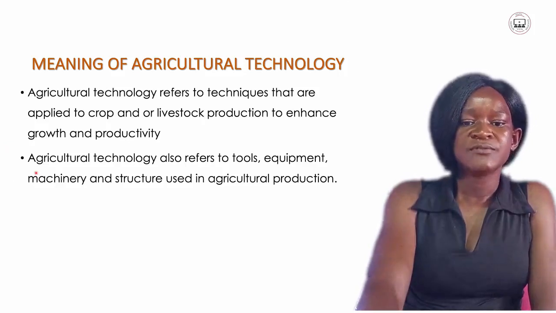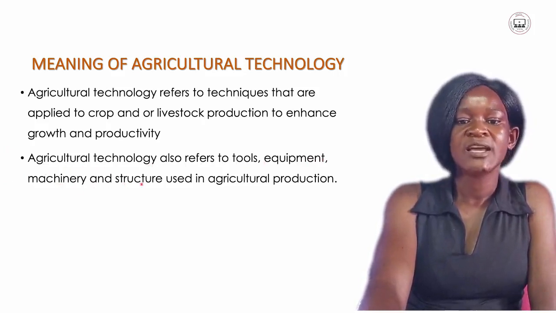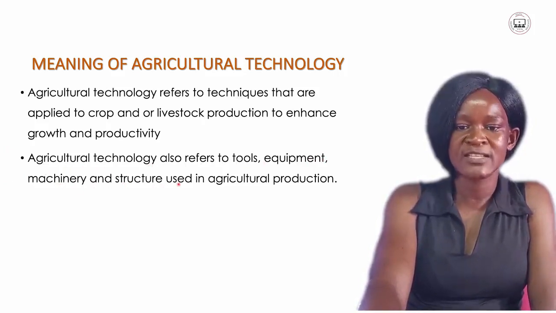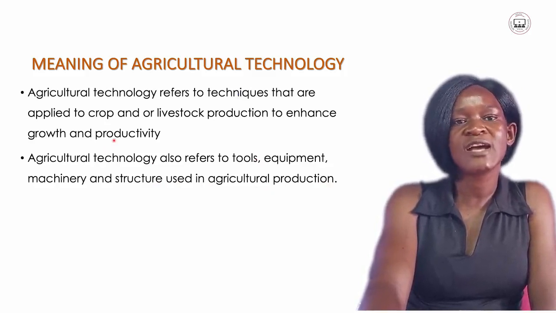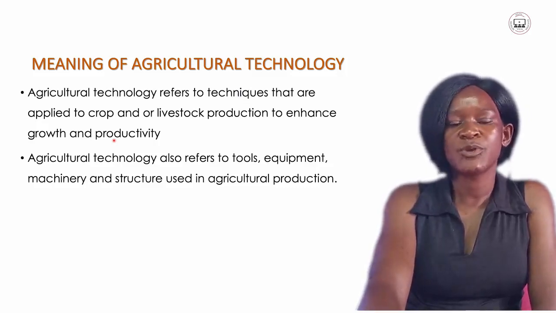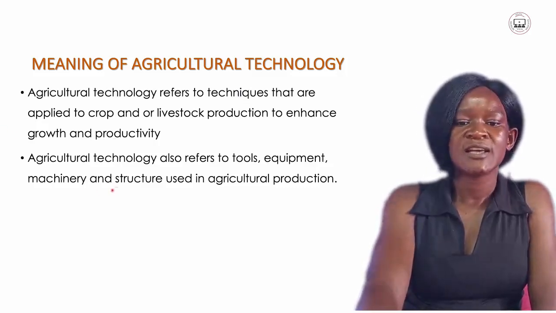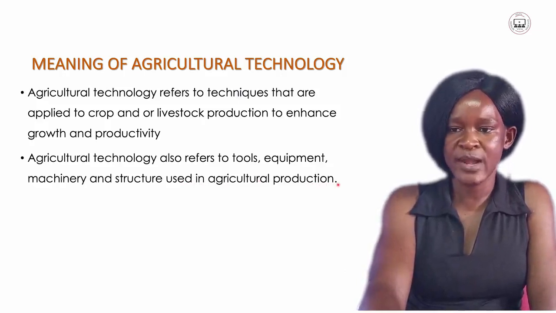We can also define agricultural technology as tools, equipment, machinery, and farm structures used in agricultural production. So, apart from defining agricultural technology as techniques, we can also define it simply as tools, equipment, machinery, and farm structures that aid or are used in agricultural production.